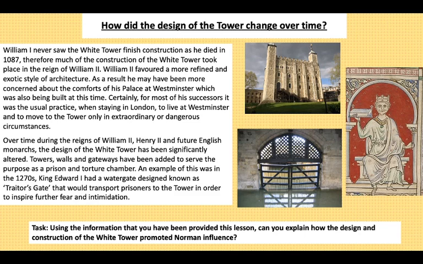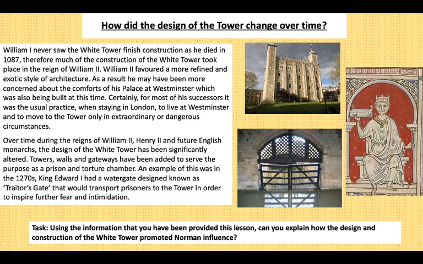So future monarchs, or past monarchs should I say, have always reverted back to the White Tower as being this object of fear, and always wanting to inspire that it's such a controlling and authoritative structure. And some famous people that have actually been through this Watergate are notably Anne Boleyn, who was the Queen of England, and Queen Elizabeth I as well.